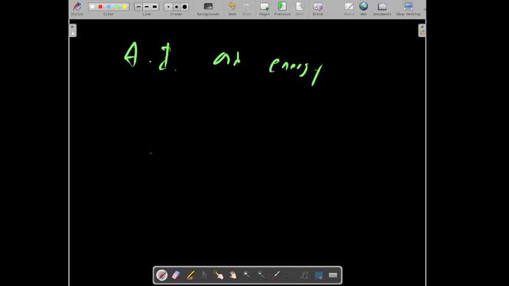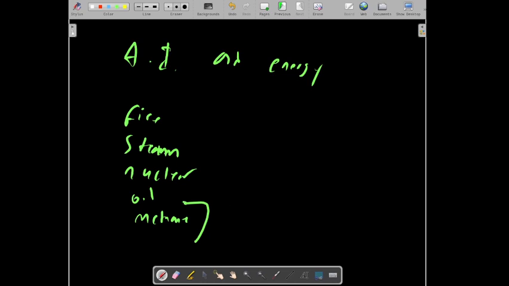See, so far we got fire. This is what we have currently, and then we have steam, right? And we have nuclear, all right? And we have fossil fuels like oil or methane. Oh, speaking of methane, on my last video, I made a mistake. I'll talk about that later. I'll put a little line to explain that later.